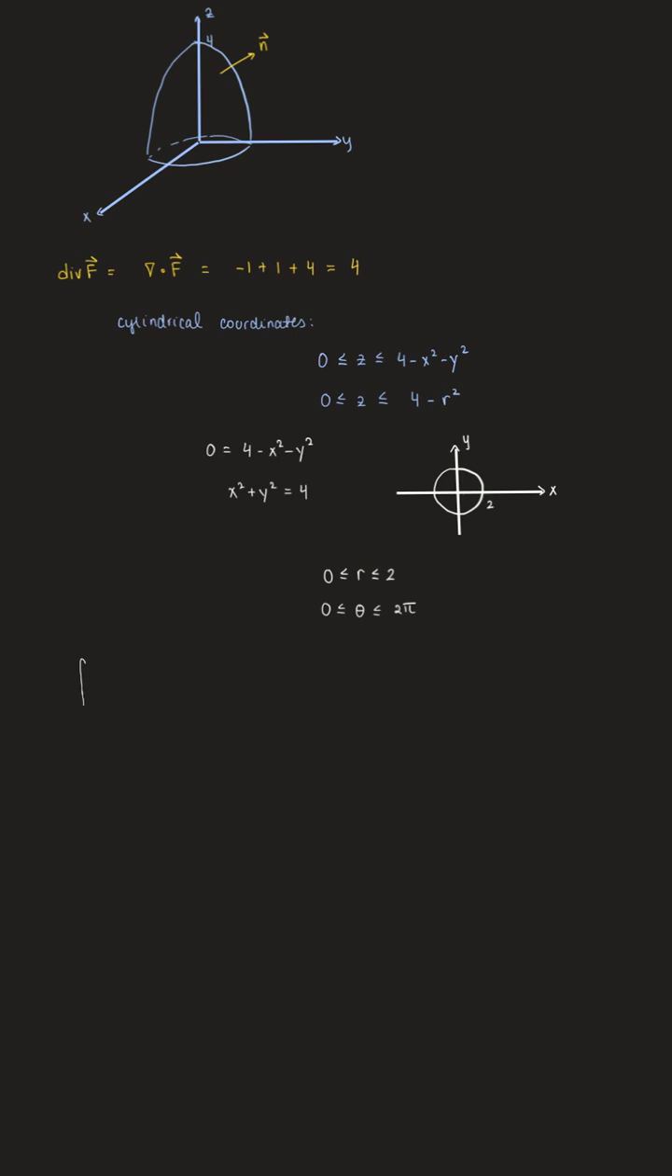So that gives us theta for my outer integral from 0 to 2 pi, r for our middle integral from 0 to 2, z from 0 to 4 minus r squared, and our divergence was 4, and the volume element for cylindrical coordinates will be r dz dr d theta.